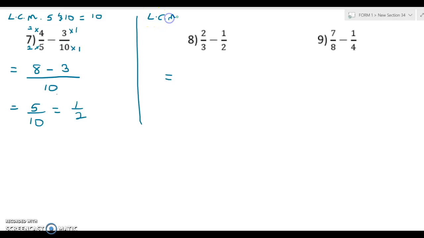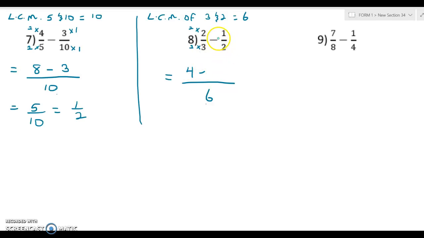So the LCM of 3 and 2, again, try it on your own, pause. The LCM of 3 and 2 is 6. So look at the 2 thirds way. 3 times what number gives me 6? 3 times 2. So that means I have to multiply the top by 2 as well. 2 by 2 is 4.